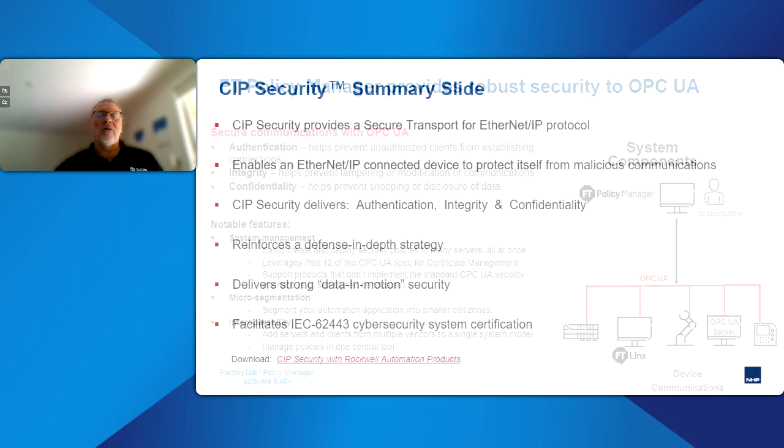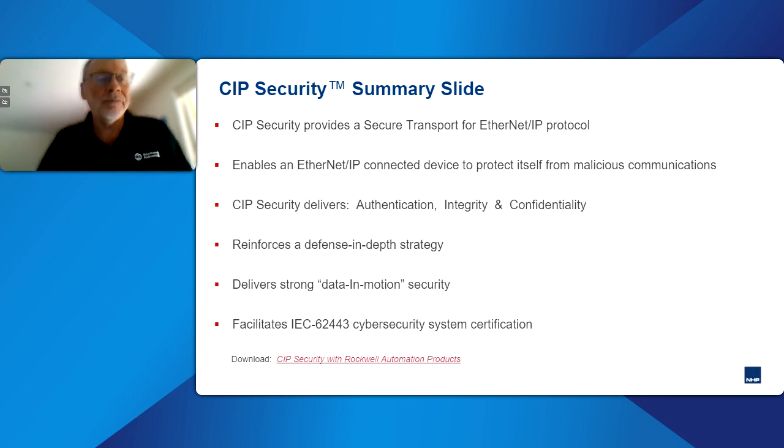Okay, so this is my summary slide. What's CIP Security? It provides secure transport for Ethernet IP and allows a device to protect itself from malicious communications. It'll reject everything that it doesn't like. It allows you to set up authentication, to know who you're talking to, set up integrity so that the packets can't be messed with, and if you really have to, turn on confidentiality, which again we don't recommend until you really have to. For a PC, not a problem, but for a controller, it has a hit.